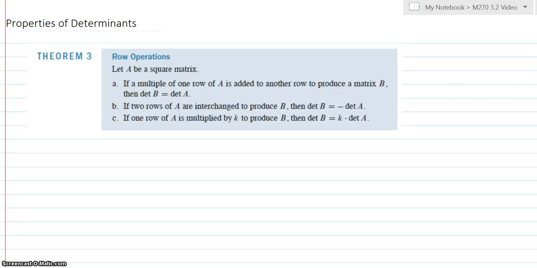Hello, this is Jennifer Martinez, and in this video we're going to work on the properties of determinants. And we're going to start with Theorem 3, the properties of row operations.